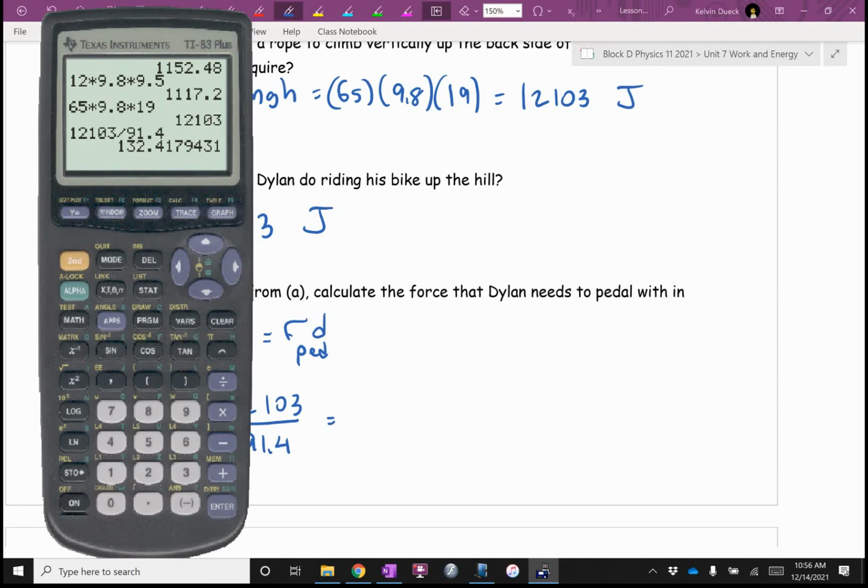Instead of having to exert, by the way, if I just go 65 times 9.8, if I go straight up, I have to be able to exert 637 newtons of force. The hill, which was shallower, allowed me to only exert 132.4 newtons of force. But the trade-off was, got to do more distance to get the same amount of work.